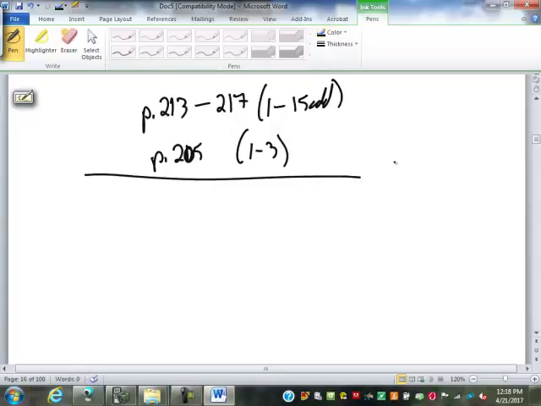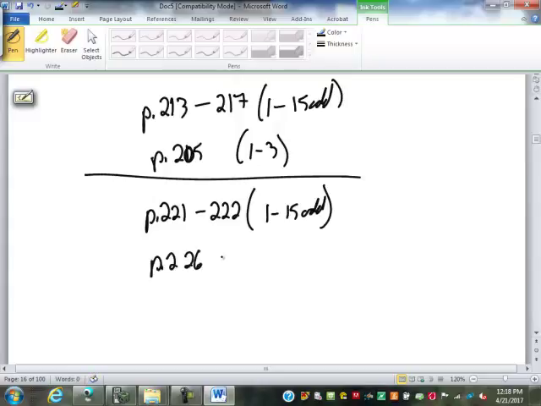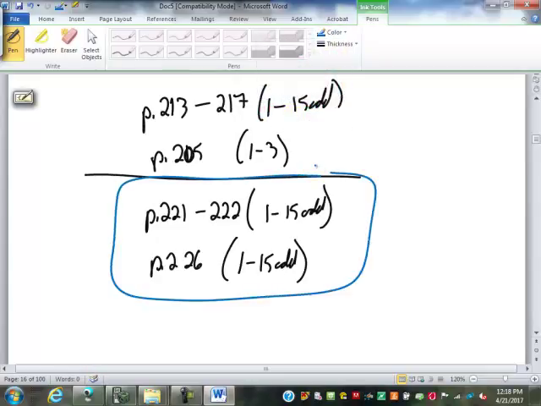And then the new stuff for today we've covered: page 221 to 222, 1 through 15, the odds. That's graphing the lines and using the slopes. And page 226, 1 through 15, the odds. And that is the slopes as a rate of change and our flow rates and stuff like that.